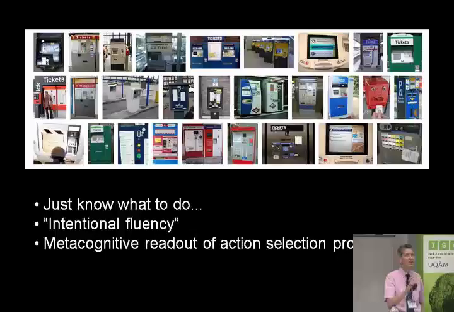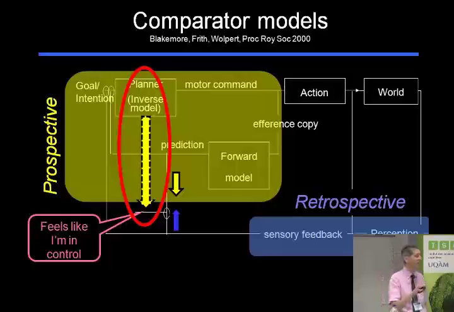And I want to just suggest to you that there's a second aspect to the sense of agency, which has perhaps been overlooked, which is that maybe just at the point that you plan what to do, just at the point that you select, I'm going to press with my right hand or with my left, maybe that's enough. Maybe prospectively, when you say, oh, I know what to do, maybe that's enough to give you something which serves as a feeling of control, feels like I'm in control.